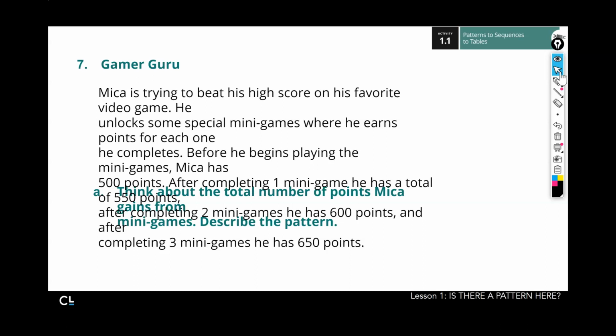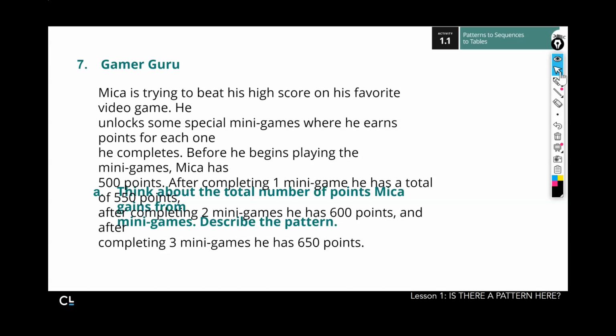Micah is trying to beat his high score on his favorite video game. He unlocks some special mini games where he earns points for each one he completes. Before he begins playing the mini games, Micah has 500 points. After completing 1 mini game, he has a total of 550.